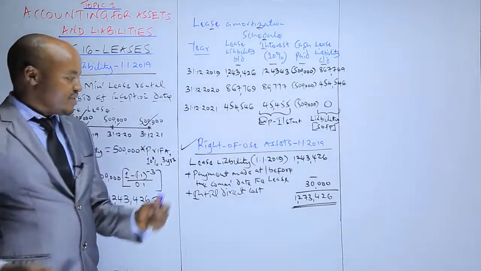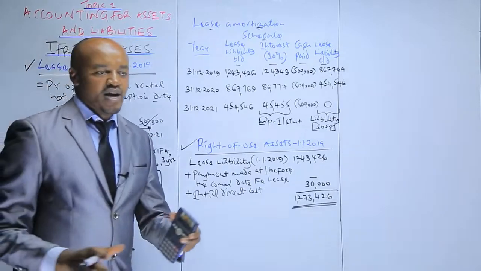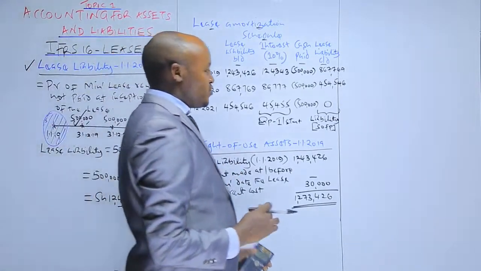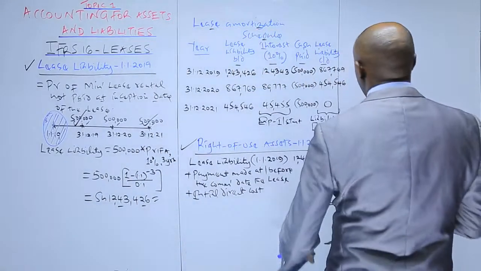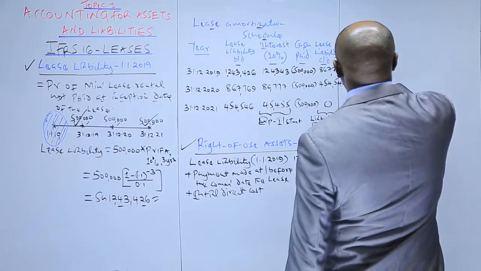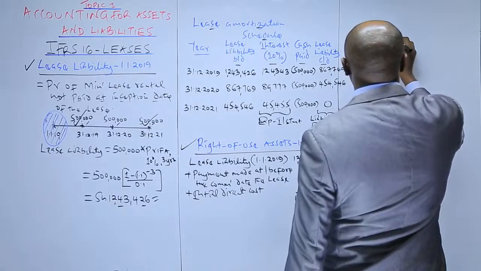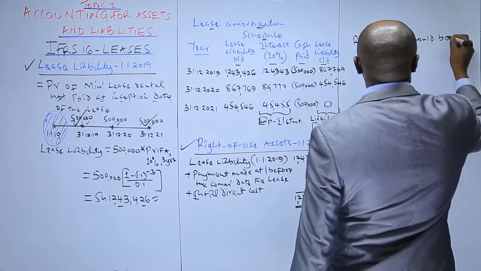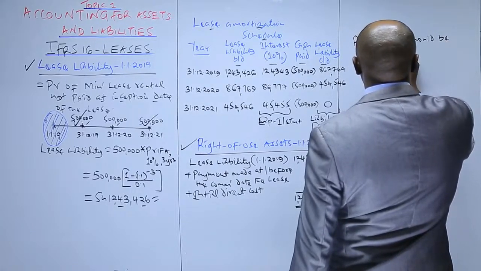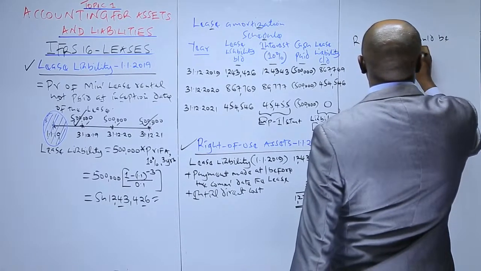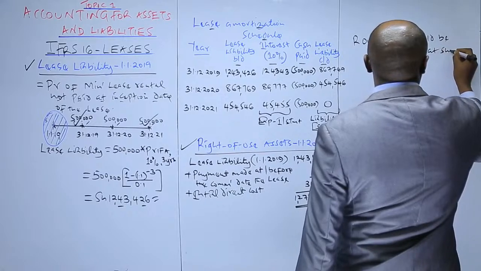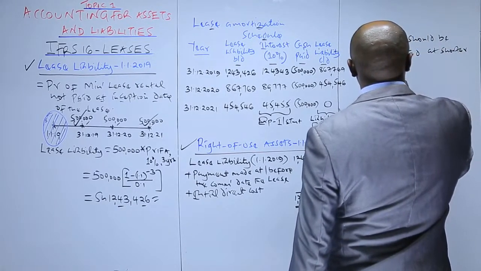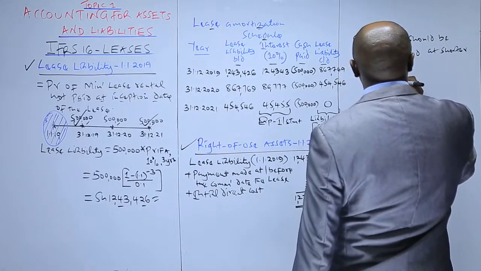Then this right of use asset should be depreciated at the shorter of two periods. The right of use asset should be depreciated at the shorter of, number one, the lease term.